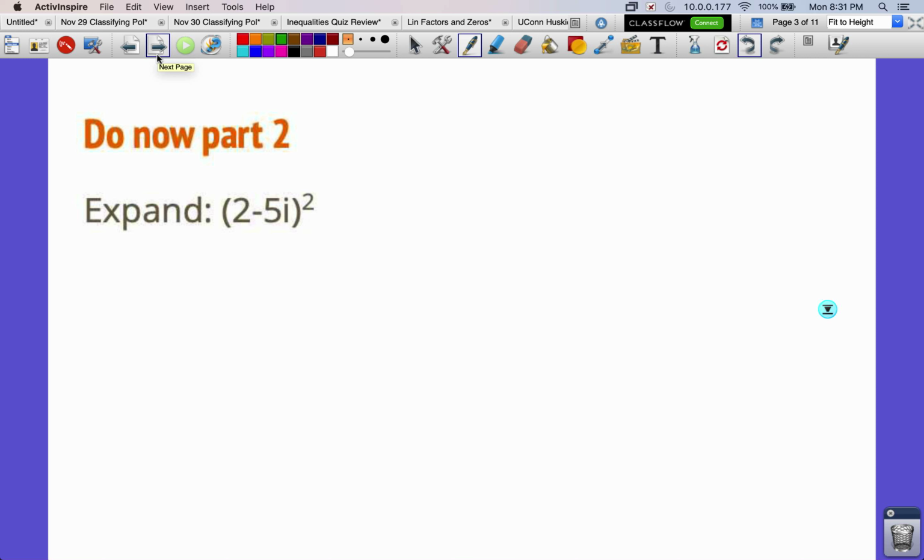Okay, do now part 2. I want to expand (2 minus 5i) squared. All right, so the first thing about expanding an exponent is to rewrite the base multiplied by itself as many times as the exponent says. This time it is just a 2. Now that I've expanded it to that point, I'm going to distribute first, outside, inside, last.